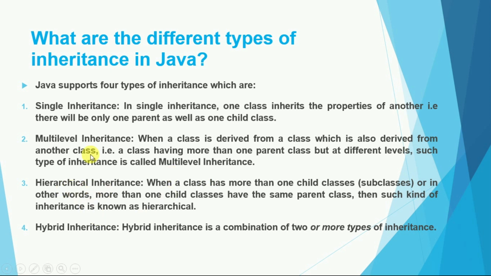And there is also hierarchical inheritance, when a class has more than one child class. So there is a parent class and we have two child classes. If one parent has more than one child class, or in other words more than one child class has the same parent class, then such inheritance is called hierarchical inheritance. And what is hybrid inheritance? Hybrid inheritance is a combination of two or more types of inheritance. For example, a combination of multi-level and hierarchical inheritance is called hybrid inheritance. We also have another type of inheritance, multiple inheritance, but Java does not support it. We will discuss this later.